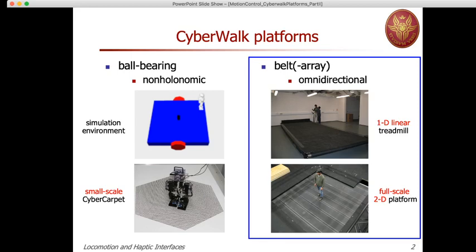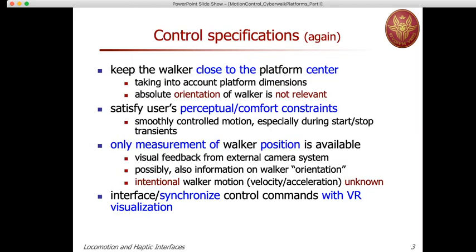But before doing this, let me remind what were the control specifications common to any platform within the project. So the idea is to allow unconstrained motion of a user immersed in a virtual world. In all cases, we decided to have a head-mounted display worn by the user. So the idea was to let him walk in this remote world, real or virtual that it may be, while not leaving the room in which the user was walking.